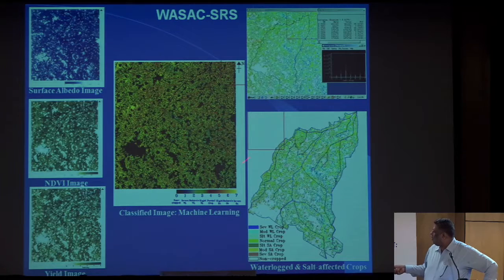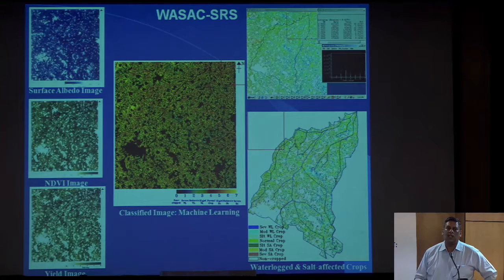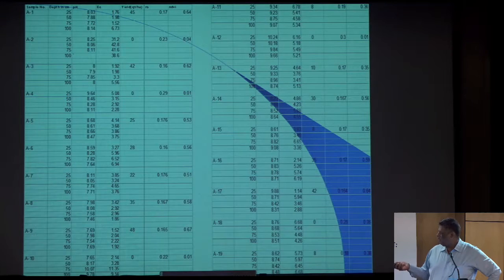and accordingly we have analyzed this entire study area, which you can see here classified, and the histogram is given here. The percentage area affected under different salinity or waterlogging has been worked out based on this. This was also validated using ground truthing.